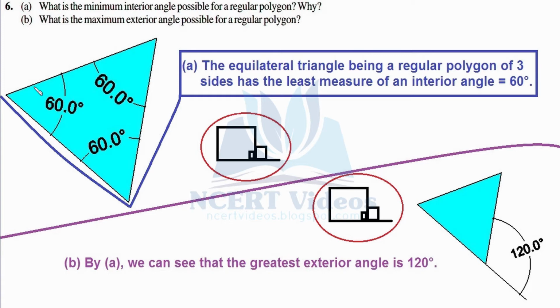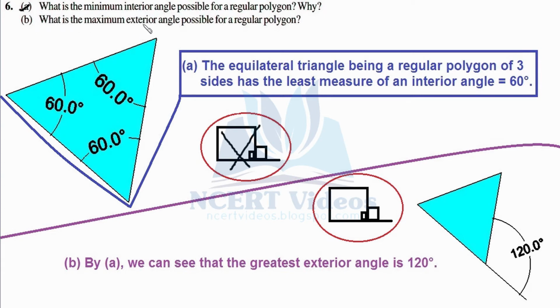And we know very well that an equilateral triangle has its internal angle equal to 60 degrees. Therefore, we can write our reason as follows. The equilateral triangle, being a regular polygon of three sides, has the least measure of an interior angle, which is equal to 60 degrees. With this, our A part is solved, because we do not consider this square. We considered the equilateral triangle. Now let's focus on B part.